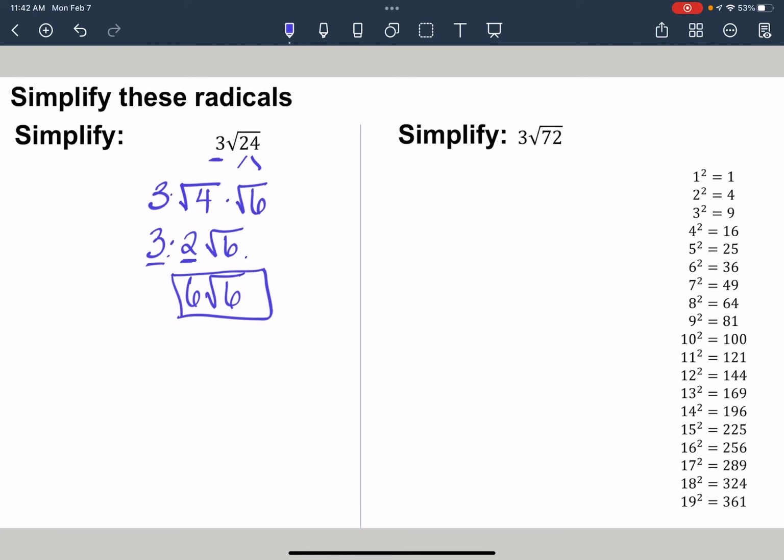Okay, so similarly, let's do 3 times the square root of 72. So this will be 3 times, and the biggest perfect square that divides 72 is 36. So 3 times the square root of 36 times the square root of 2. So this will be 3 times 6 times the square root of 2, which gives me 18 square roots of 2.